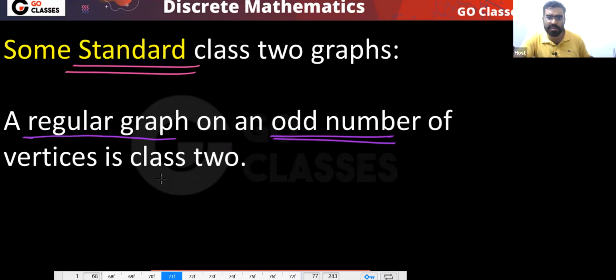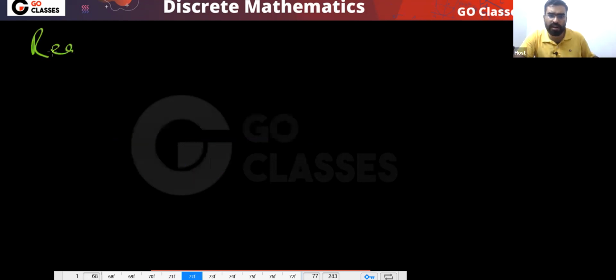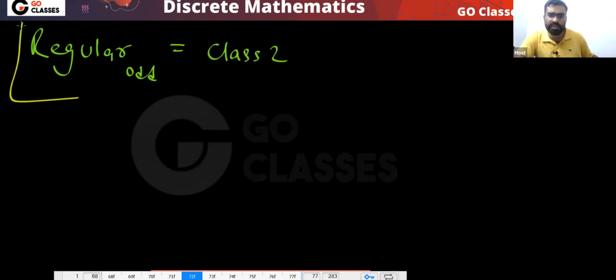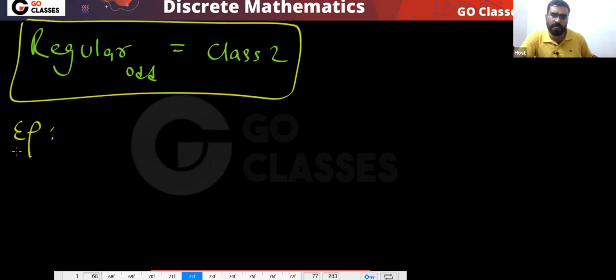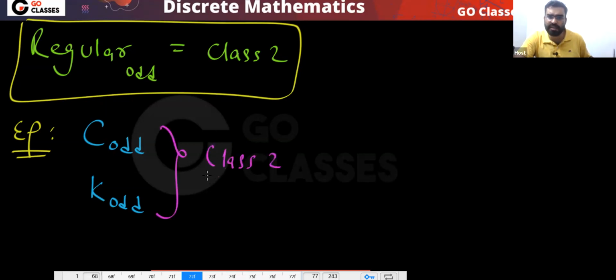odd number of vertices is class 2. Every regular graph with odd number of vertices is class 2. Which are regular graphs? Can anyone give me some examples of regular graphs with odd number of vertices, which are class 2? Like cycle graphs C odd, like K odd. Yes or no? So these are your class 2, and we have already seen these are class 2.